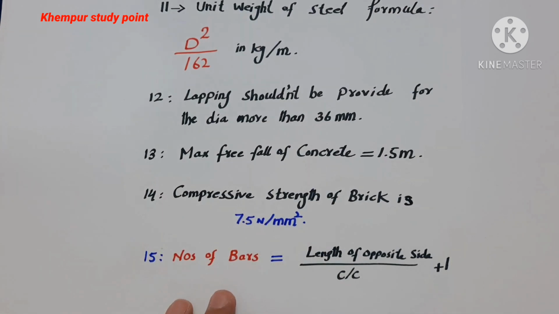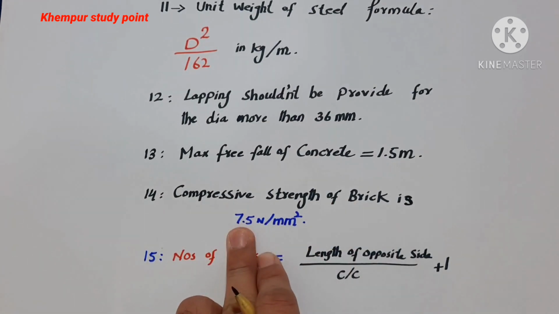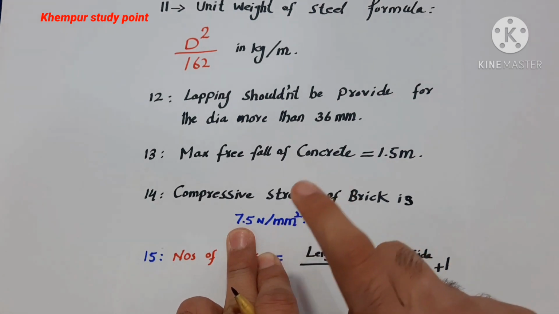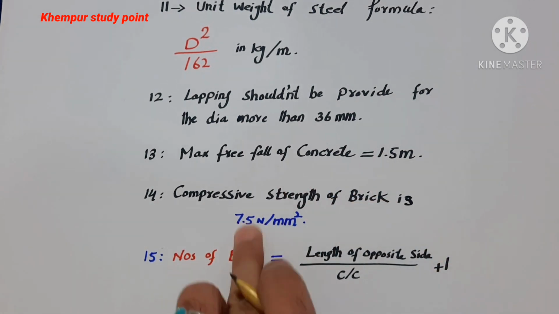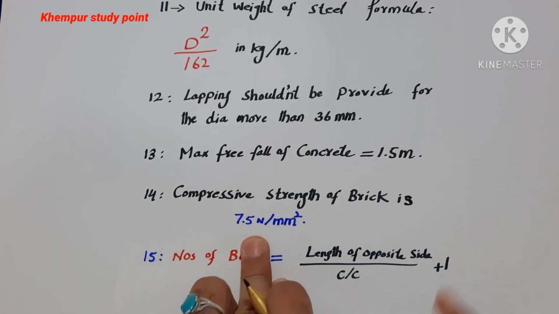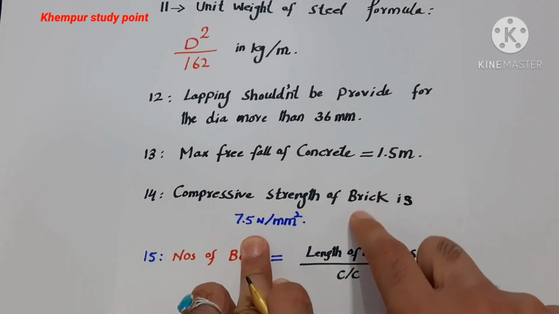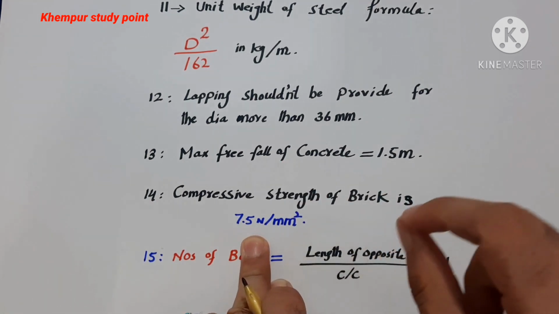Therefore, remember this point. The 14th one is, guys, compressive strength of brick is 7.5 Newton per mm square. It doesn't mean it should be exactly 7.5, but it should not be less than this. The compressive strength of the brick should not be less than 7.5 Newton per mm square generally.